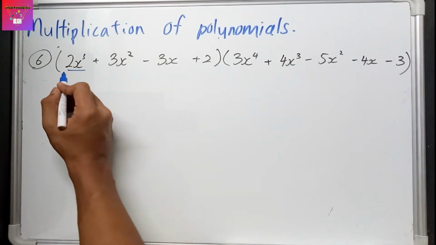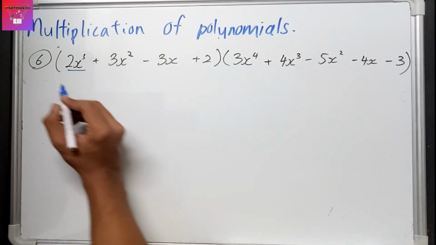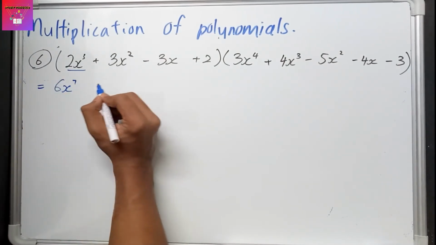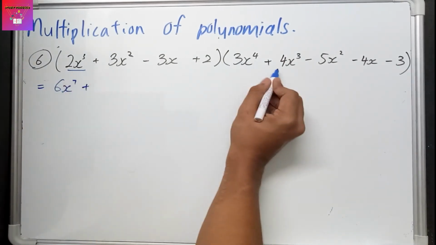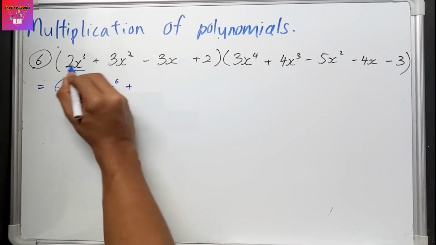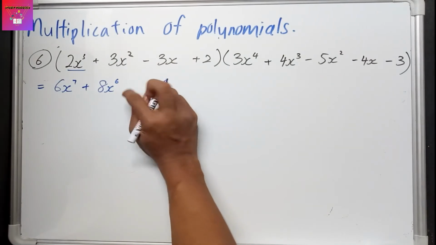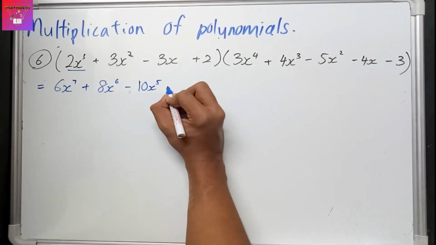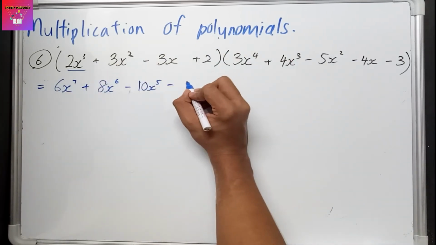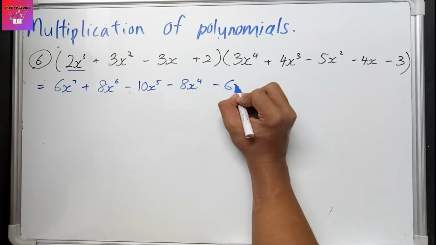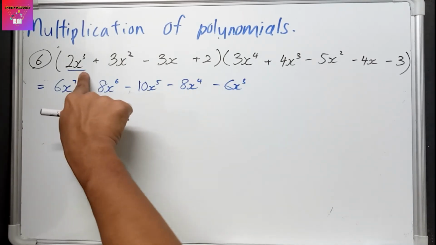So let's begin. 2x cube times 3x to the power of 4, we are going to get 6x to the power of 7, plus 2 times 4, we are going to get 8x to the power of 6, plus 2 times 5, we are going to get negative 10x to the power of 5, then minus 2 times 4, 8x to the power of 4, minus 6x to the power of 3. Okay, so we finished our first one.